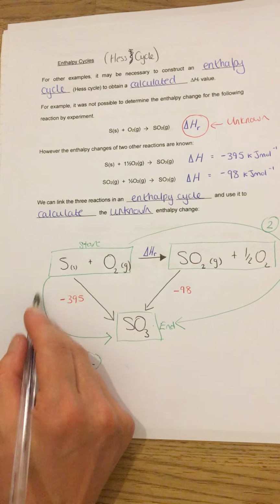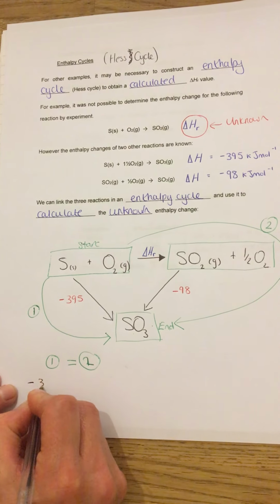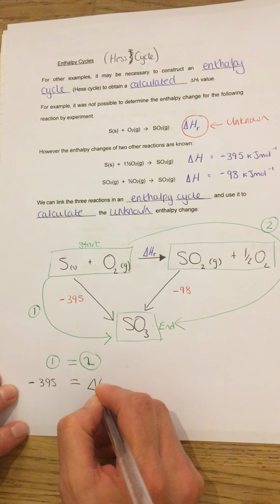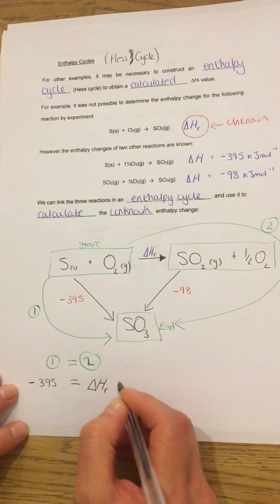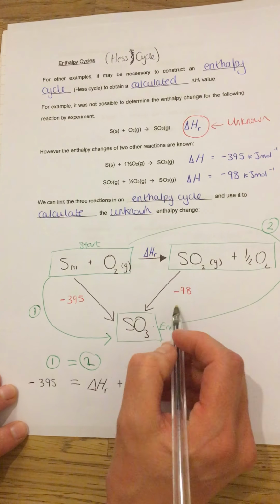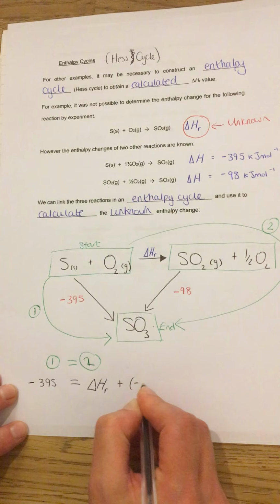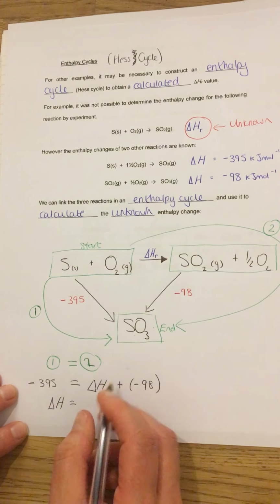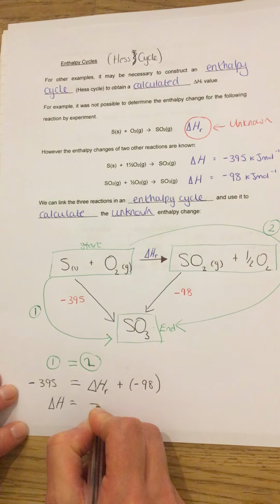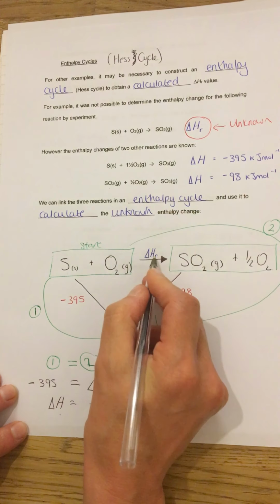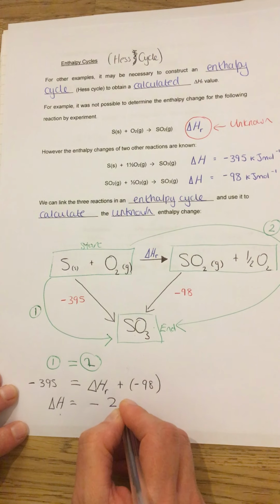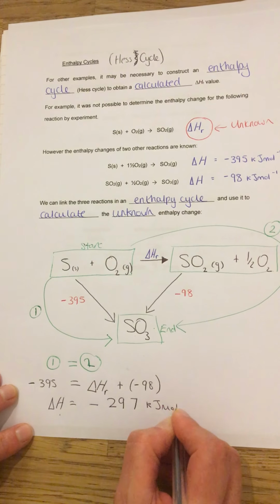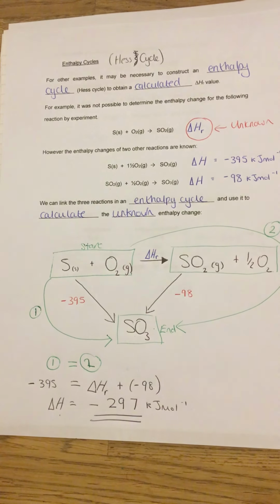So what that means is route 1, with its value of minus 395, is equal to route 2, which has a value of delta HR, whatever it may be, plus the other bit in that route, which is minus 98. And if we rearrange that and do the maths, we should end up with a value for delta HR, the reaction that we wanted to know all along, of minus 297, and that is in kilojoules per mole.